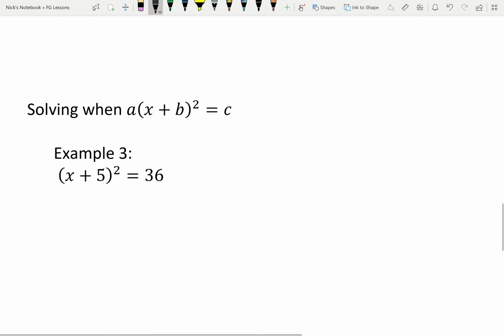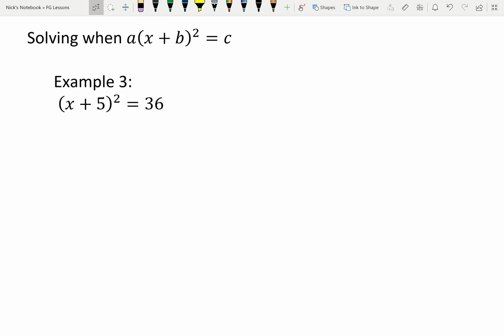Now example 3 is a little bit different. So we're solving now when it looks a little bit different. Now we have parentheses. You don't need to distribute. A lot of times when you see parentheses, you think, I got to distribute, I got to do double distribution, but really that's not going to be the easiest thing here, because this whole thing is still being squared. How do we undo squaring something? Same thing, let's square root it. We're still going to square root.